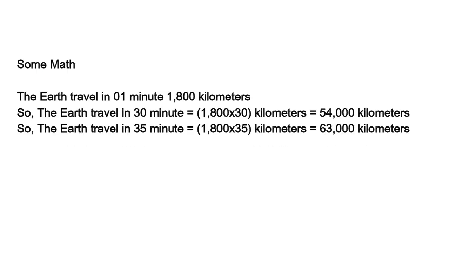Some math. The Earth travels 1,800 kilometers in 1 minute. So, the Earth travels in 30 minutes 1800 * 30 kilometers equals 54,000 kilometers. So, the Earth travels in 35 minutes 1800 * 35 kilometers equals 63,000 kilometers.